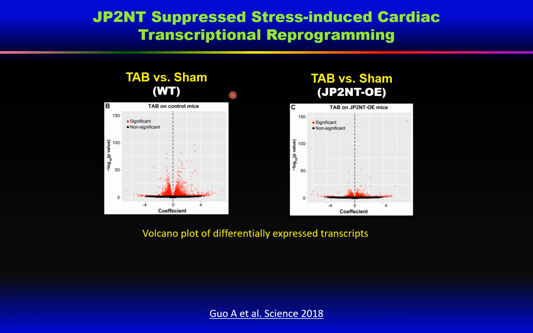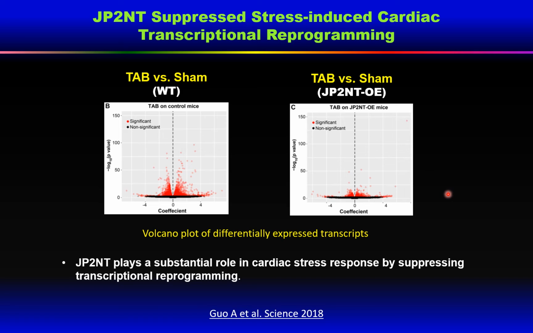We can see that pressure overload induced a marked change in the transcriptome of wild-type hearts, and that response was severely attenuated in JP2NT overexpressing heart, suggesting that JP2NT plays a substantial role in cardiac stress response by suppressing transcriptional reprogramming.